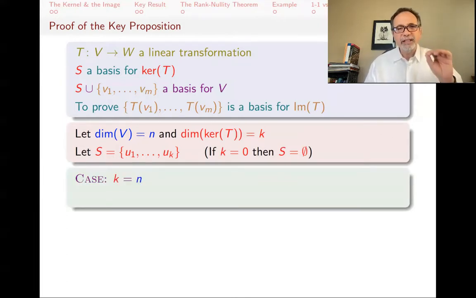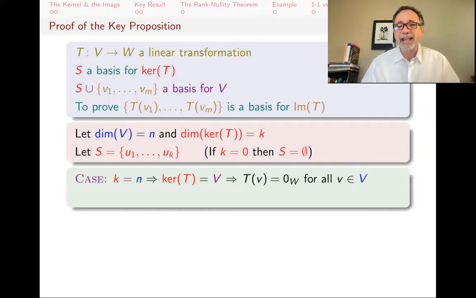Now, let's do one case separately. So if k is n, what does that mean? That means that the dimension of the kernel is the same as the dimension of the domain. That means that everything is in the kernel. Kernel T is V, and that means that everything goes to 0. So in that case, the image of T is the 0 vector. The only thing that's hit is the 0 vector. Is my theorem true in that case?